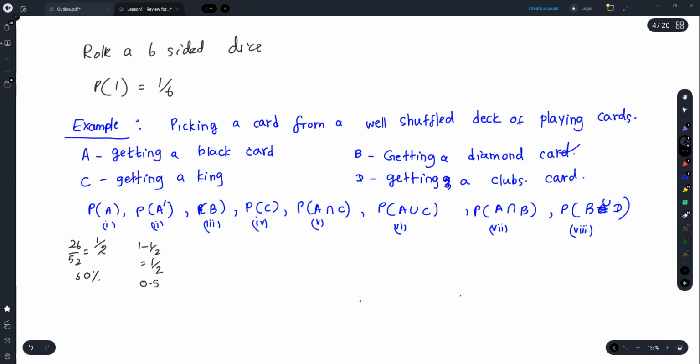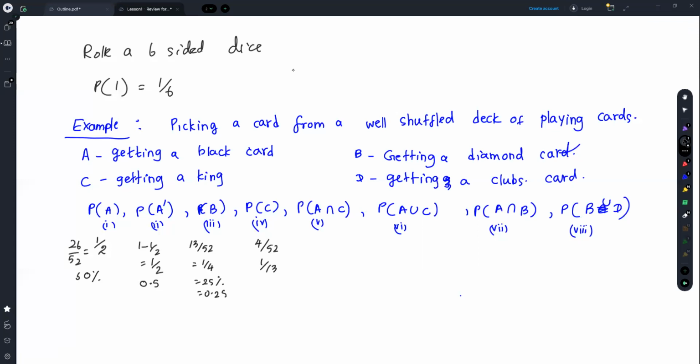What is P(B)? Probability of getting a diamond card. There are 13 diamonds out of 52. So you can say 1/4 or 25% or 0.25, right? Okay. And then P(C), getting a king. How many kings are there? For each suit, there is a king. So there are 4 kings out of 52. So that will be 1/13, right?